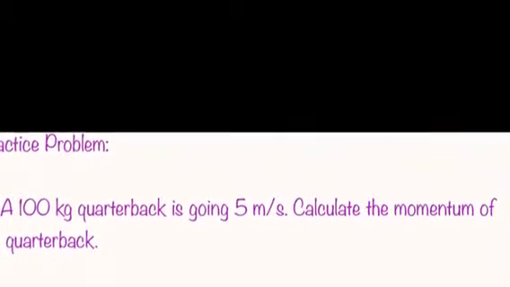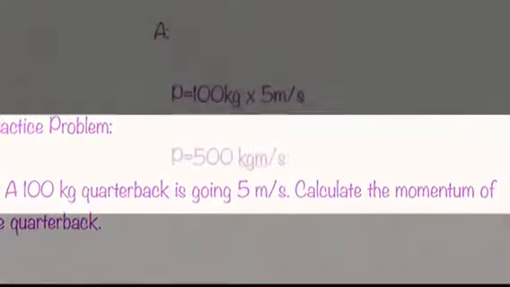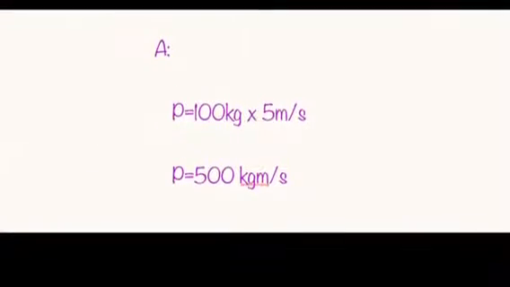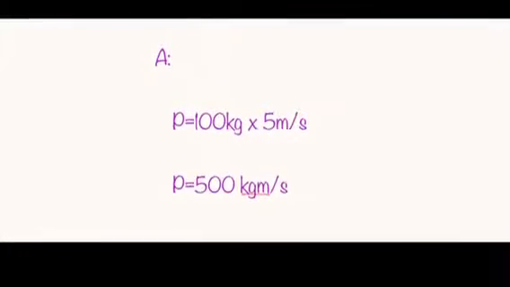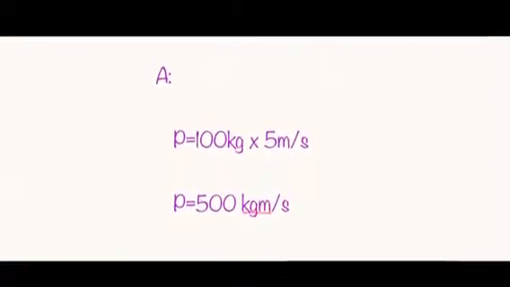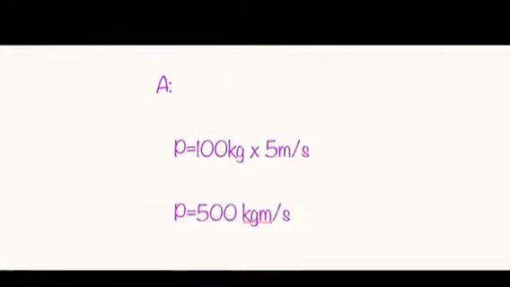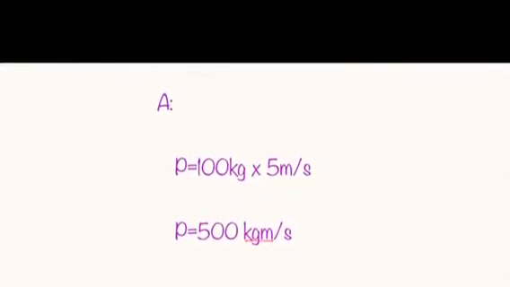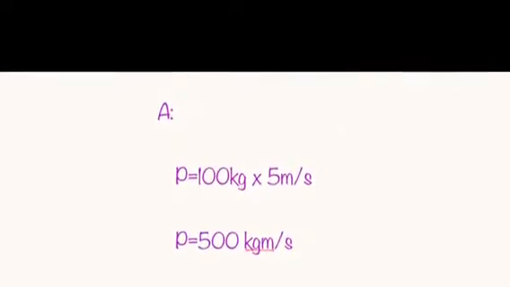A 100 kilogram quarterback is going 5 meters per second. Calculate the momentum of the quarterback. To solve this problem, you find the mass of the object, which is 100 kilograms, and multiply it by its velocity, which is 5 meters per second. After doing this, we find that the momentum of the quarterback is 500 kilograms times meters per second.